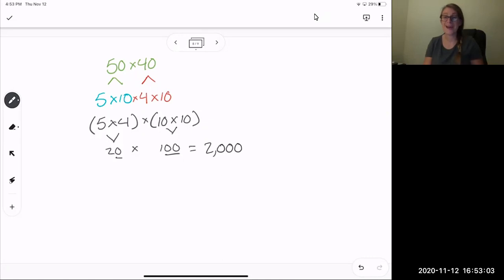Okay, go ahead and try your problem set. Make sure you use the strategies that we talked about during our video today. Decomposing, using the area model, and practicing with your place value chart.